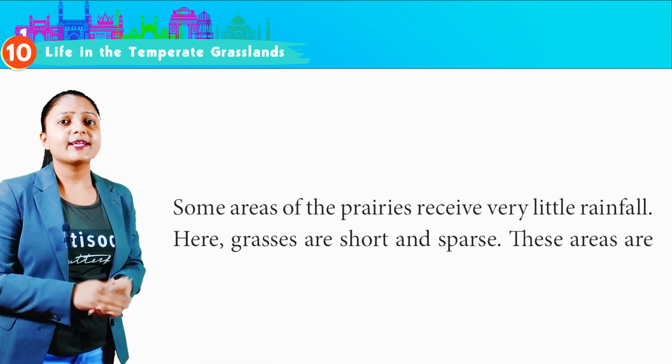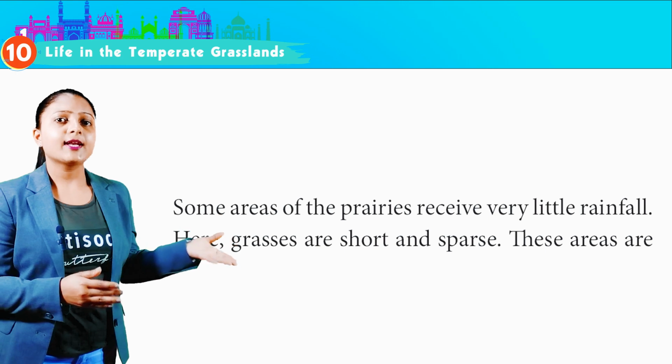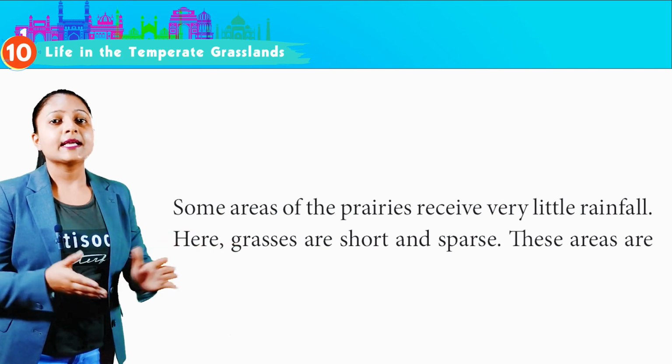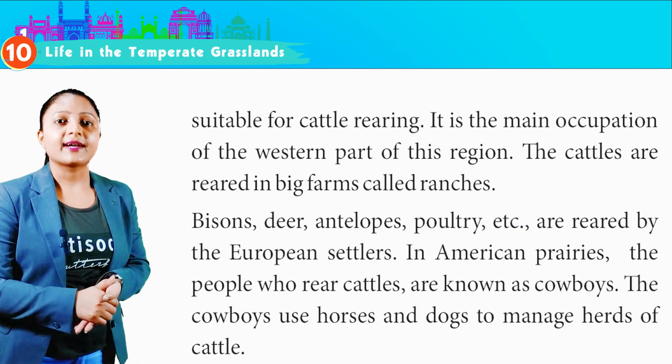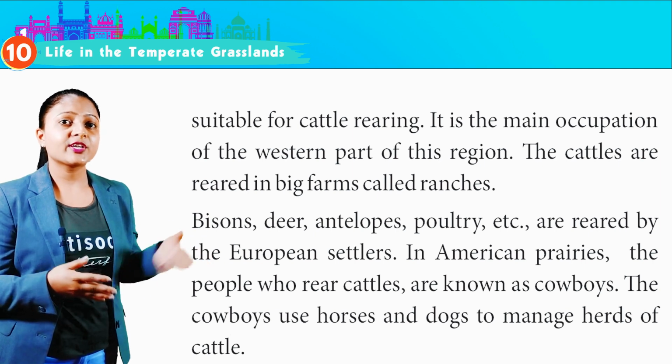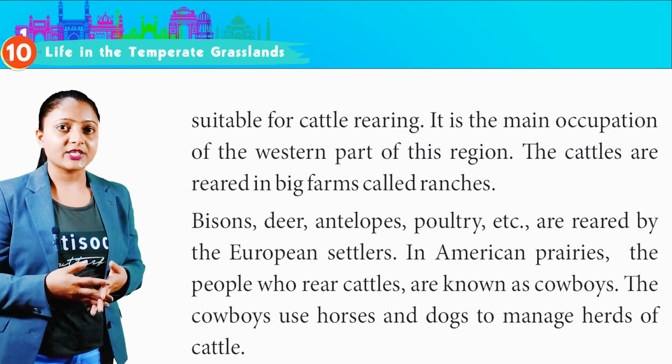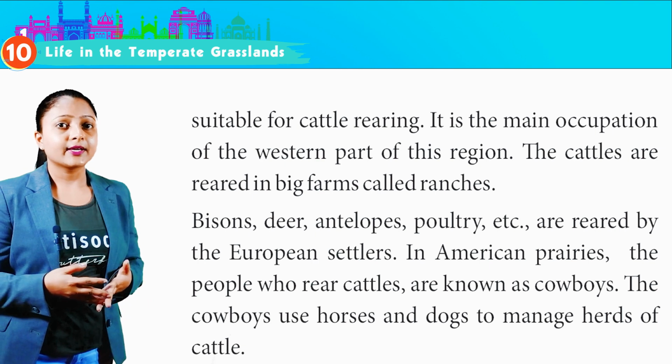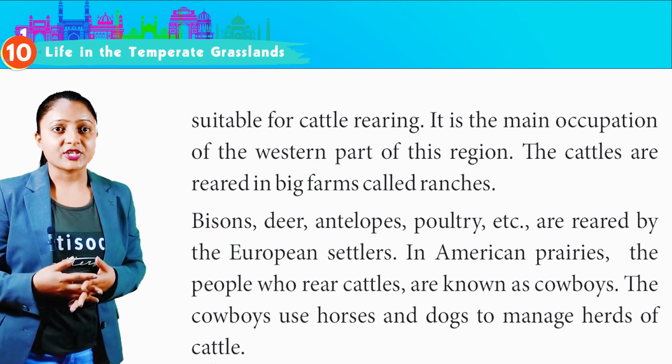Some areas of the prairies receive very little rainfall. Here, grasses are short and sparse. These areas are suitable for cattle rearing. It is the main occupation for the western part of this region. The cattle are reared in big farms called ranches.